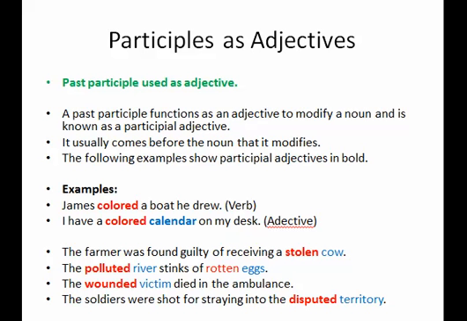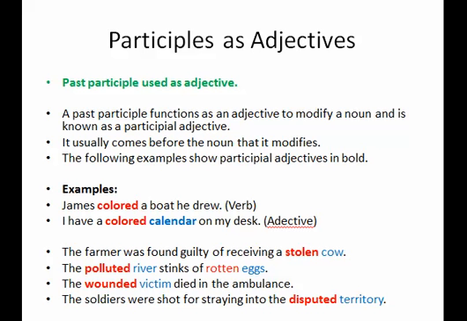Now, what kind of a river was it? Was it a clean river? No, it was not a clean river. Was it a fresh river? No, it wasn't. It was a polluted river. Polluted is a verb which is being used as an adjective over here.